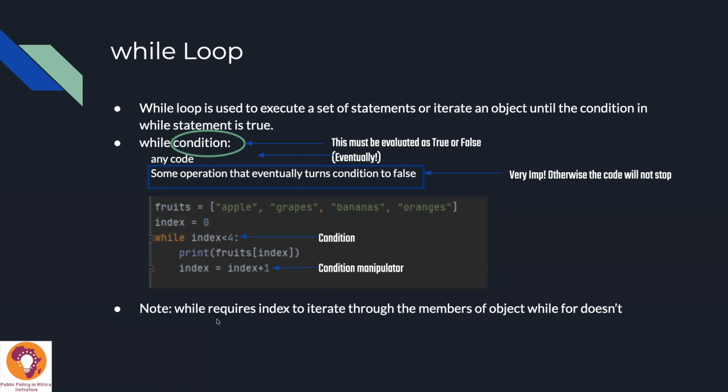So note, while requires an index to iterate through the members of an object, while a for loop doesn't. So a while loop requires an index here, as I had mentioned earlier, but a for loop doesn't require that, because we could say for fruit in fruits and then just print fruit on each iteration there. So keep that in mind.